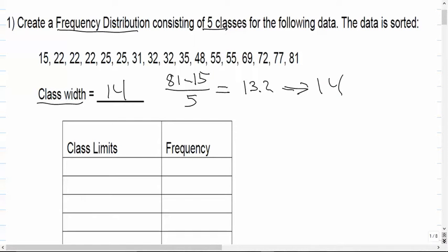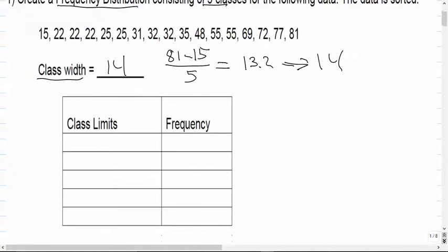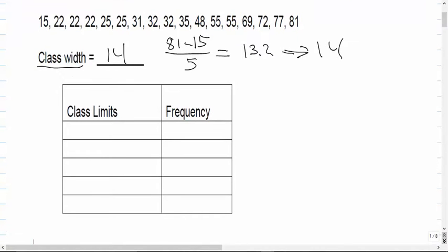So we're now ready to start building the different classes. We're going to choose our first lower class limit to be 15. Now I'm going to keep adding 14 to 15 to get the other respective lower class limits. So 15 and 14 is 29. 29 and 14 is 43. 43 and 14 is 57. And 57 and 14 is 71.